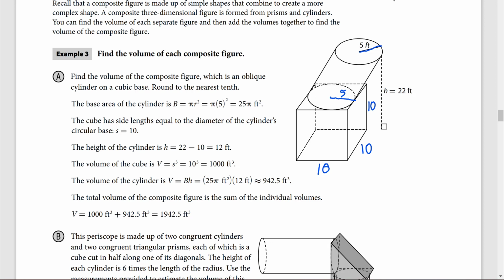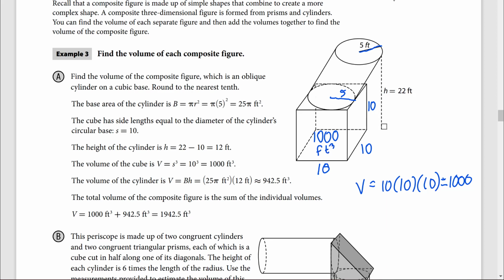Let's just find the cube right now. So volume of a rectangular prism is length times width times height, so 10 times 10 times 10. And that is going to be 1,000. So we know that the volume of the cube is 1,000 cubic feet.